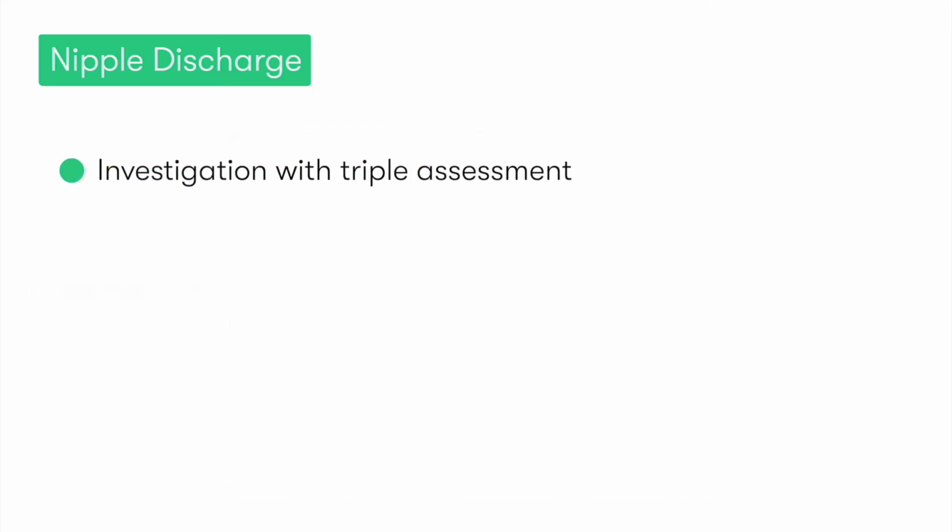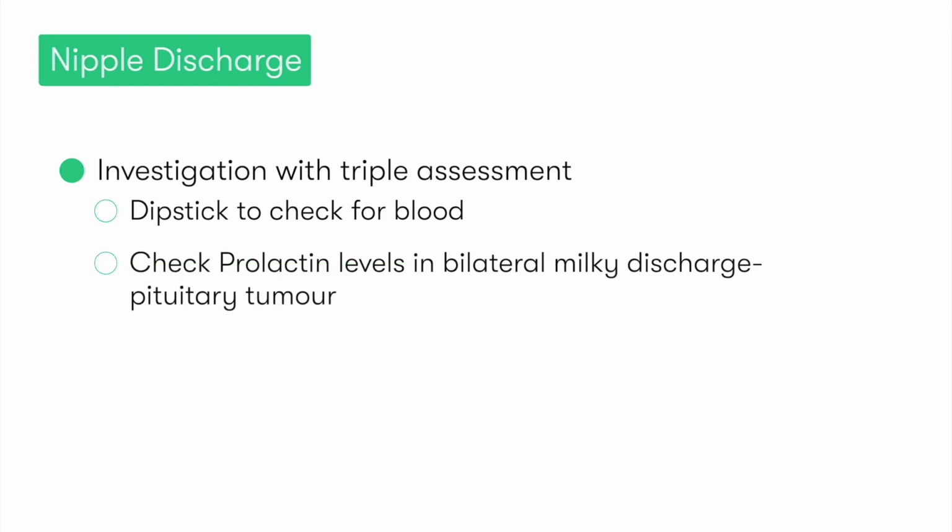As with the majority of breast disorders, we investigate nipple discharge with triple assessment, and in addition, we can also perform an initial analysis of the fluid with a urine dipstick to check for the presence of blood. We can also measure the patient's serum prolactin levels, especially in patients who have bilateral milky discharge, as this may rarely be an indicator of the presence of a prolactinoma or a very specific pituitary tumour.